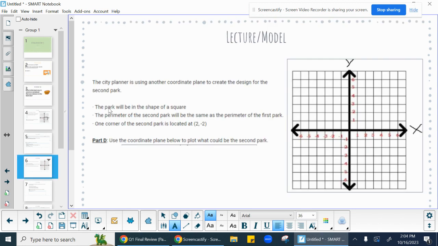All right, part D. Use the coordinate plane to plot below what could be the second park. So, okay, so let's look at this information. The park will be in the shape of a square. The perimeter of the second park will be the same as the perimeter of the first park. One corner of the second park is at 2, -2. Okay, so first let's plot our first corner at 2, -2.